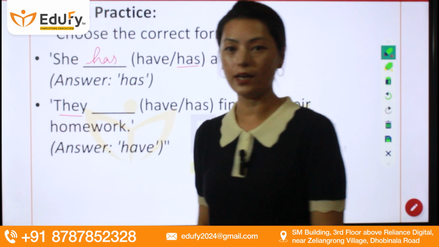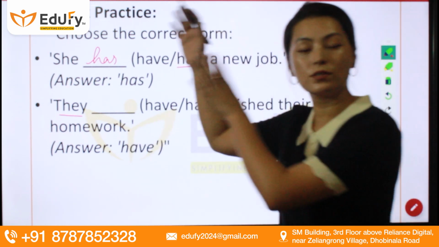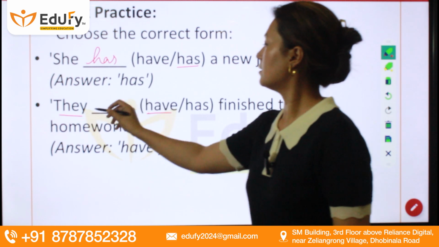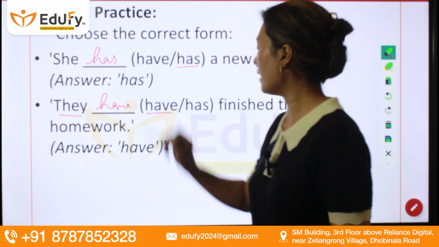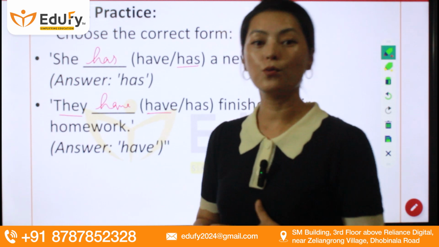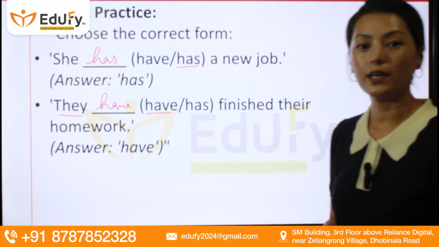Now we have they here. They is a plural subject. Now, according to the rules that we have discussed from the beginning, we will have to use this one. They have finished their homework. And that is how we understand the correct usage of has and have in grammar.